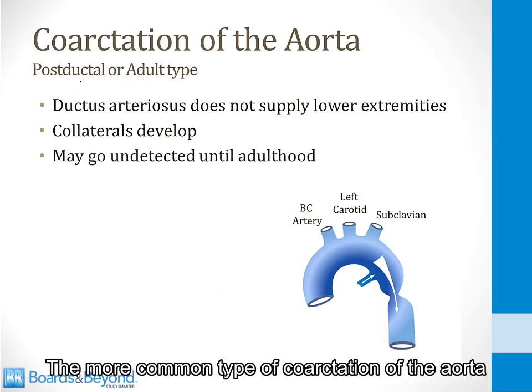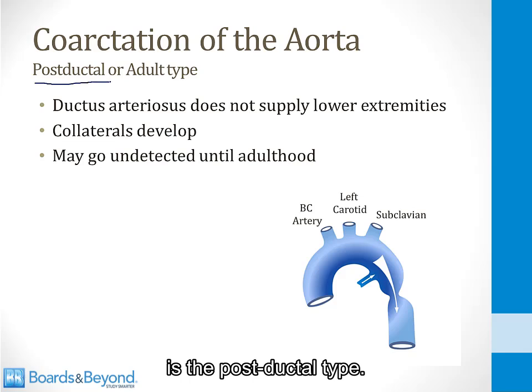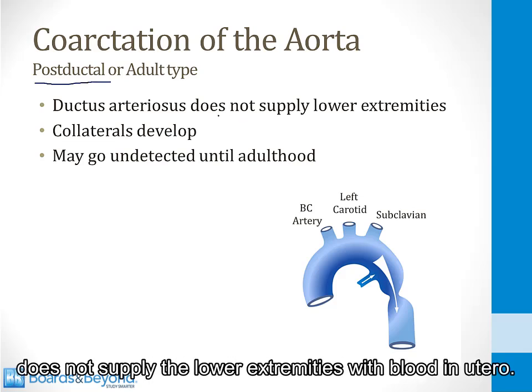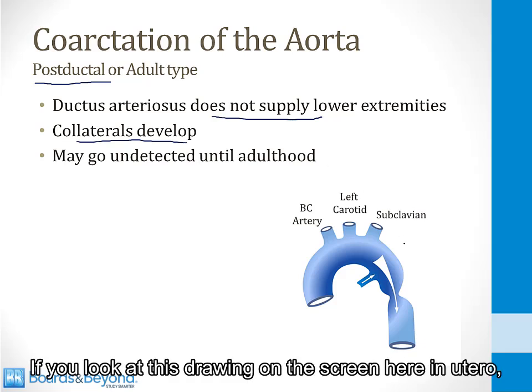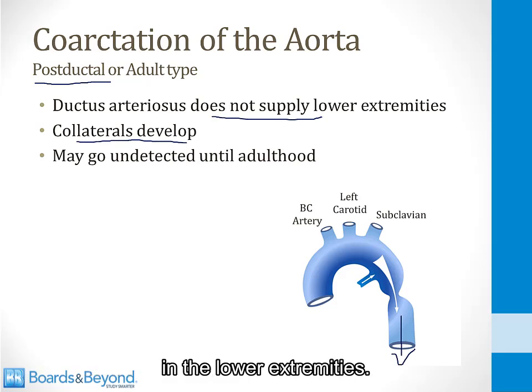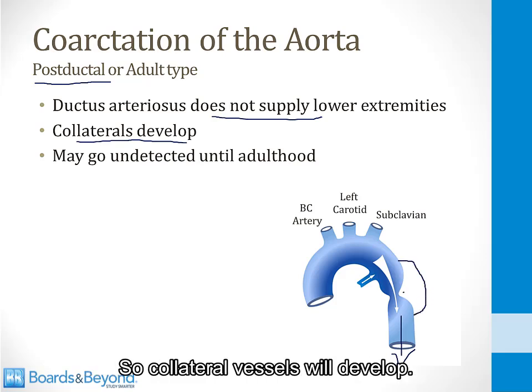The more common type of coarctation of the aorta is the postductal type. In this type, the ductus arteriosus does not supply the lower extremities with blood in utero, and for that reason, collateral vessels develop. If you look at this drawing on the screen here, in utero, there's poor blood supply to the distal aorta and the lower extremities, so collateral vessels will develop.